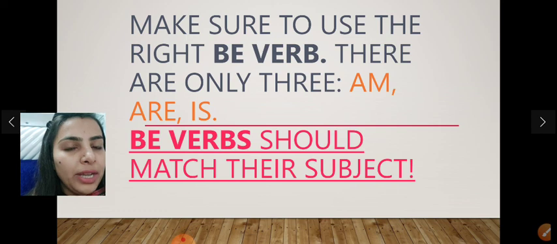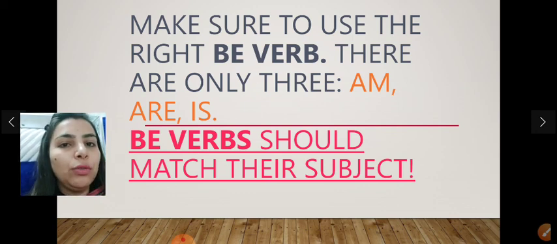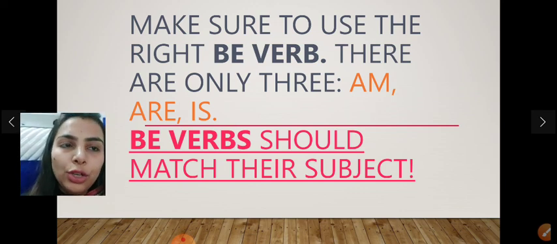Be verb should match their subject, meaning am is always used with I. I am. Okay. So we use am with the particular subject I. Our be verb should always match their subject. Are is used for plurals and is is used for singulars. Okay. So you have to match your be verbs with your subjects first, and then add going to, and it becomes the future tense.